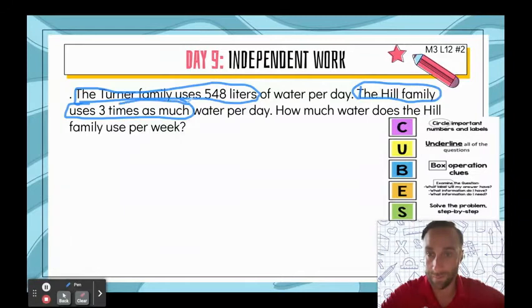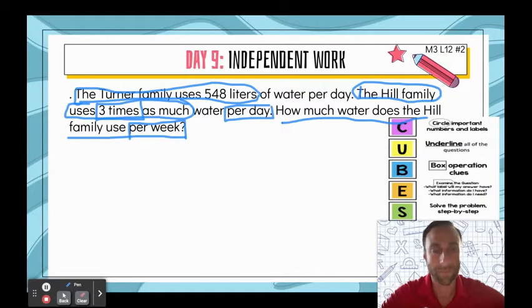I'm also now going to box 3 times as much. That's going to let me know I'm going to multiply. Question now remains, how much water does the Hill family use per week? So I'm going to also box per week and per day. It's really interesting because the Turner family uses a lot. The Hill family uses 3 times as much. That means it will be more, but that's each day.